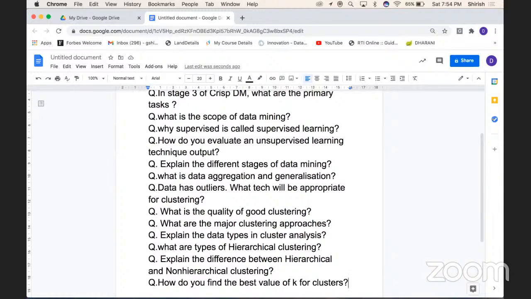Exactly. Right. Elbow curve. Right. Where you have a steep bend, that particular K value you would choose. That is nothing but also called your scree plot. Exactly, Subhajit. That is nothing but your scree plot.